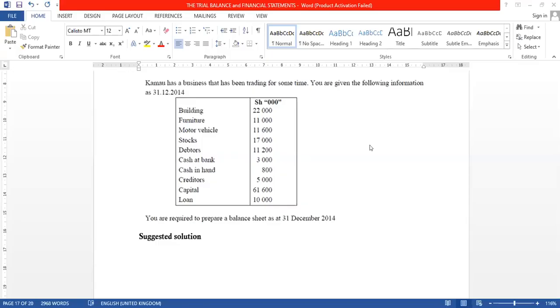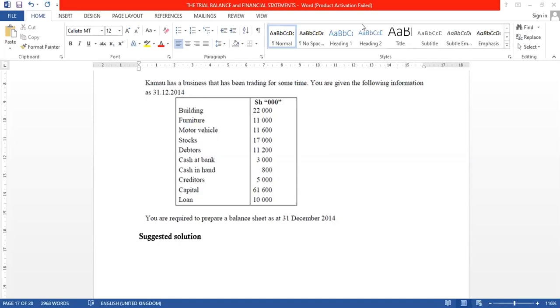Good. So we can proceed and try to tackle this one, right? What you'll have to do in this case is to know what is an asset and what is a liability and what constitutes capital. So in this case, building, is it an asset or a liability? An asset. Thank you.